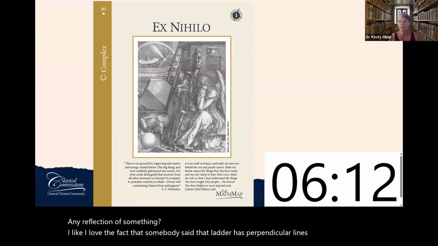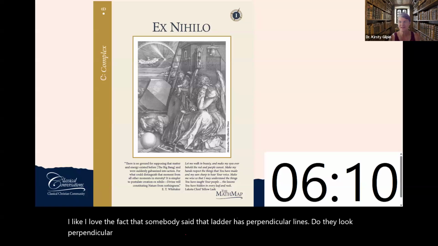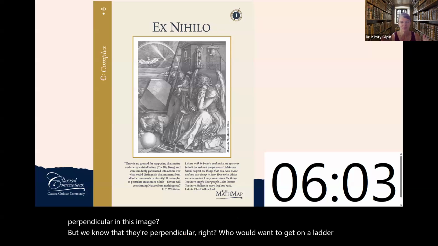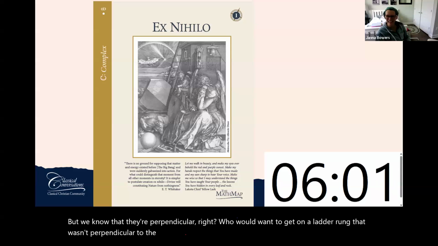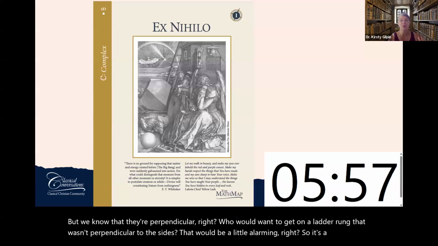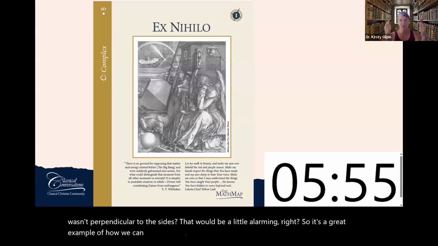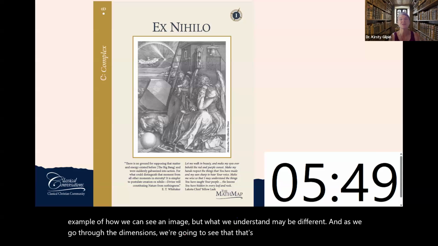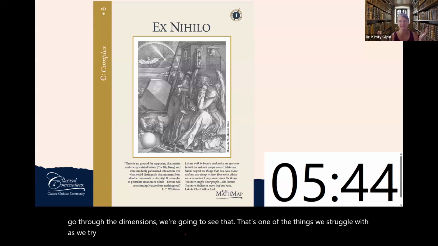Do they look perpendicular in this image? But we know that they're perpendicular, right? Who would want to get on a ladder rung that wasn't perpendicular to the sides? That would be a little alarming, right? So it's a great example of how we can see an image, but what we understand may be different. And as we go through the dimensions, we're going to see that that's one of the things we struggle with as we try to capture our 3D-ness into some kind of 2D image.